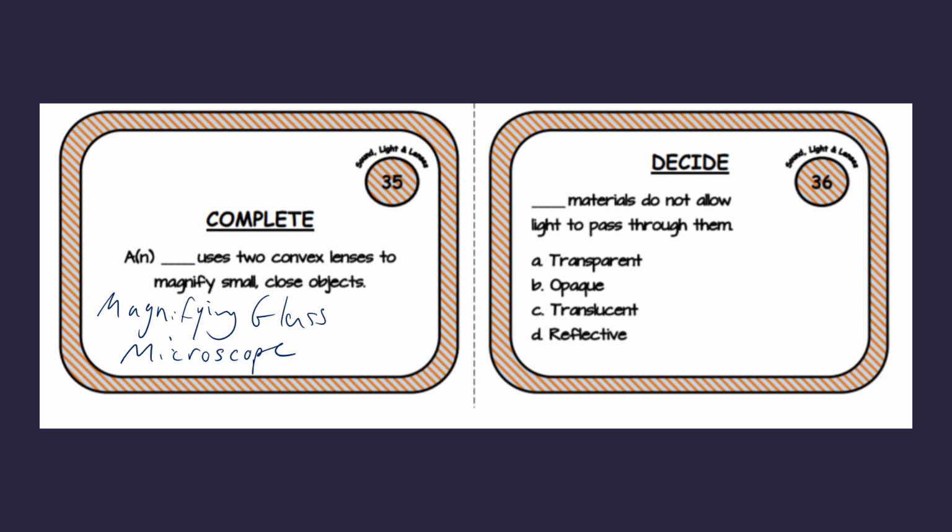Blank objects do not allow light to pass through them. That would be opaque. Opaque does not allow light to pass through them.